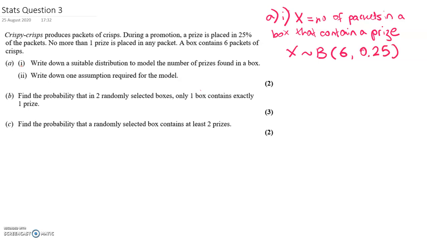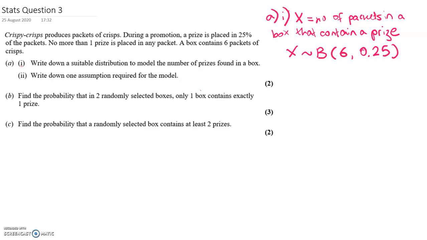Okay, write down one assumption required for the model. So you could have written a few different things here to get the mark. You could have said that prizes are placed in packets at random. That's one assumption. Another would be that every packet has a 25% chance of containing a prize. So there's a constant probability of success. Or you could have said each packet contains a prize independently of other packets.